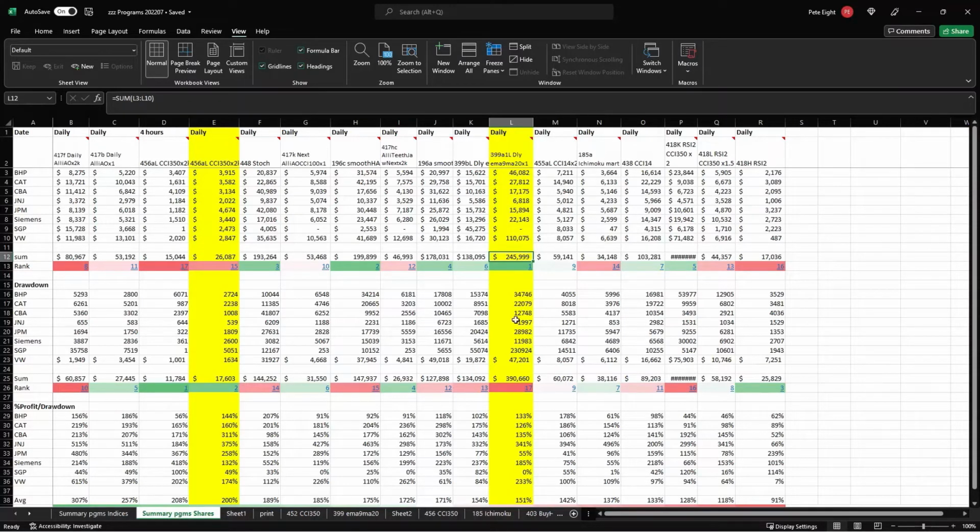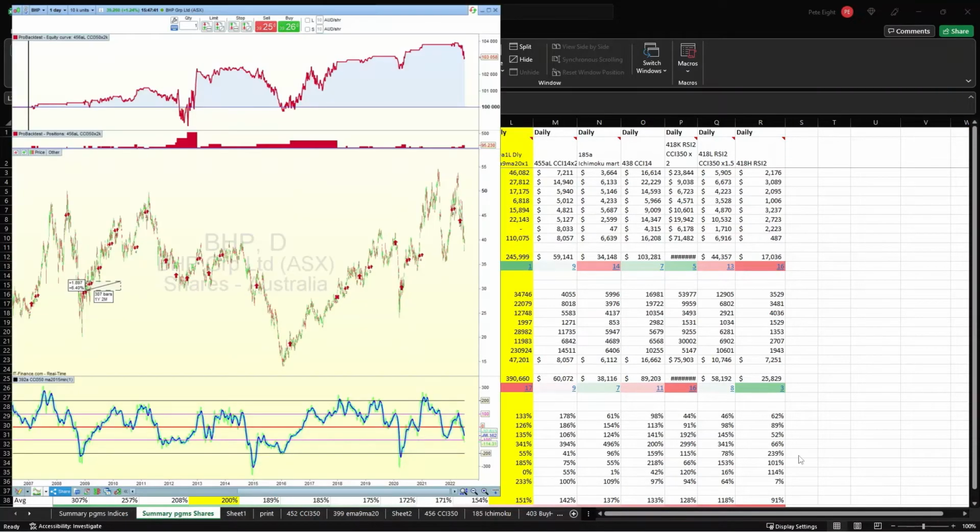But you'll notice in terms of drawdown, had you traded all those 8 stocks since 2007, the drawdown would have been 390,000 total. Now, it doesn't mean you would have been down 390,000 in the same period necessarily, but that would have been the biggest drawdown of all those stocks combined. Remember, when we're saying the drawdown, we're talking about the highest point of profitability to the lowest. So that was from BHP.